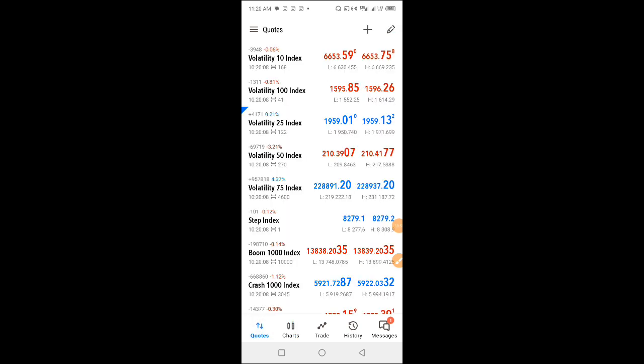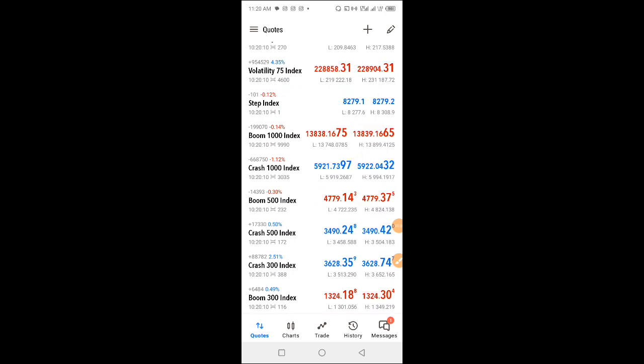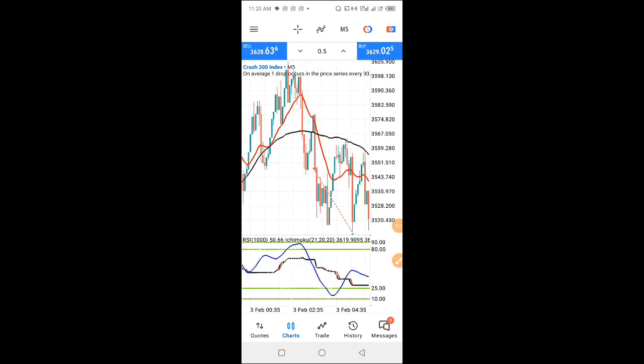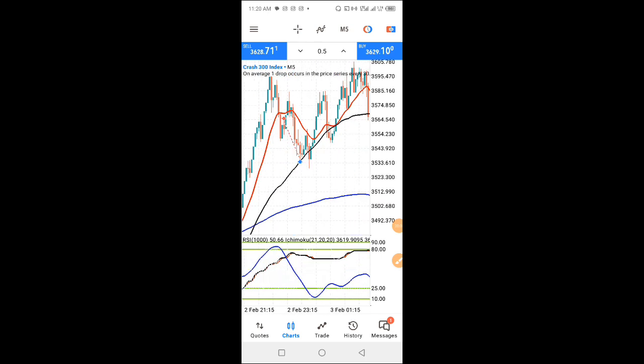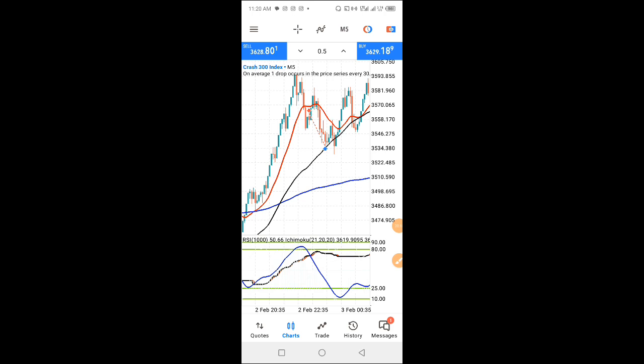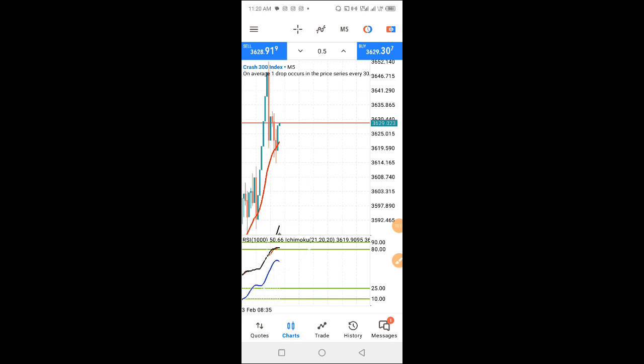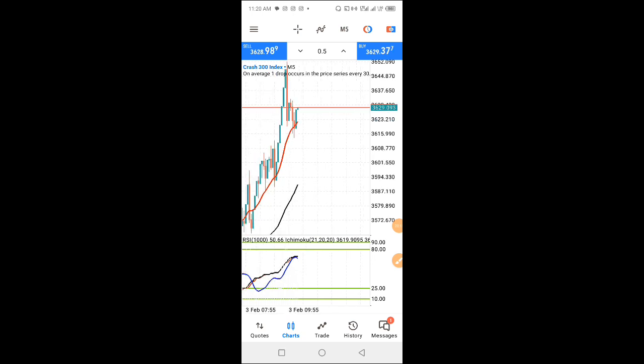Then for Crash 300, you can use it for any pair, like I said. I catch a lot of spikes here, guys. A lot of spikes. Sell, you see, delivered. Once the setup comes, I take the sell. You see now.